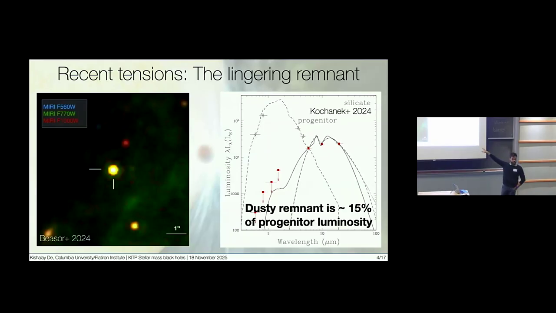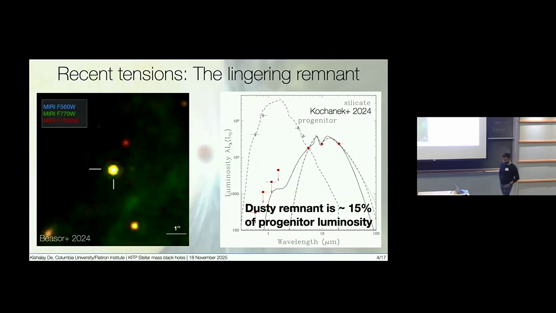About 15% of the luminosity of the progenitor, even if you account for all the infrared emission that we see from this object. So, a couple of years ago, maybe actually last year, there was a lot of noise about why this source is still there if it has actually collapsed into a black hole. And there were claims that maybe this is not a failed supernova.